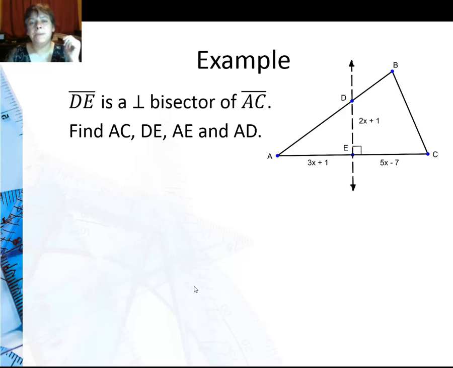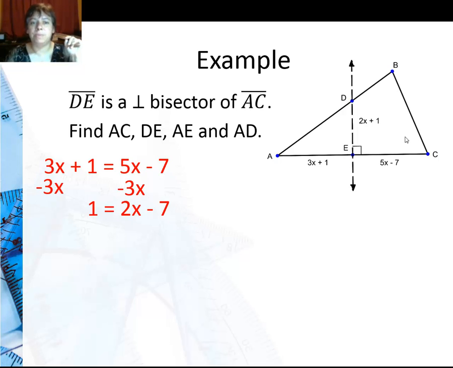So in this example, DE is a perpendicular bisector of AC, and we're going to find AC, DE, AE, and AD, which is a lot to find, I know. So we know it's a perpendicular bisector. That tells me that AE and EC are congruent, so I can set those two values equal. Then I'm going to solve algebraically, first subtracting 3x from both sides, and then adding 7 to both sides. And I get 8 equals 2x, or x is 4.